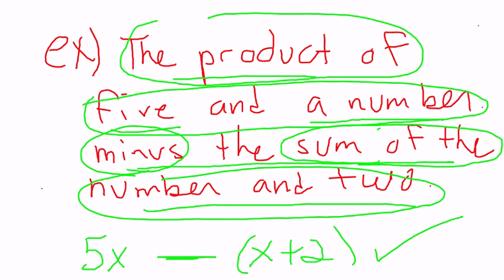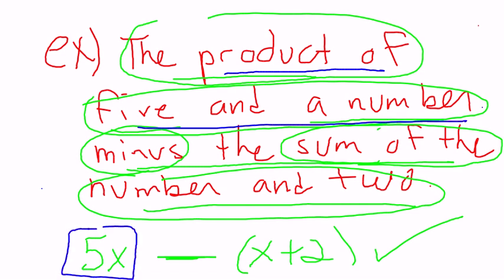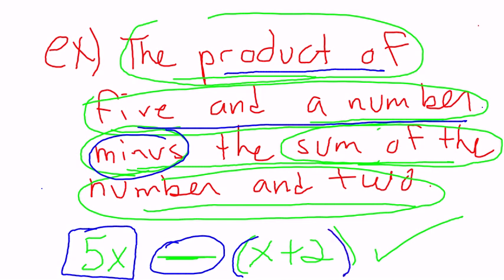I like to think of it as, I'm writing this first part, the product of 5 and a number, which translates to 5 times x, minus the sum of the number and 2. A lot of people ask why you need parentheses around it. Because if you didn't have parentheses, it would translate to 5 times the number minus the number plus 2. But it has to translate correctly, so you're minusing that entire quantity. All right, let's try one more.